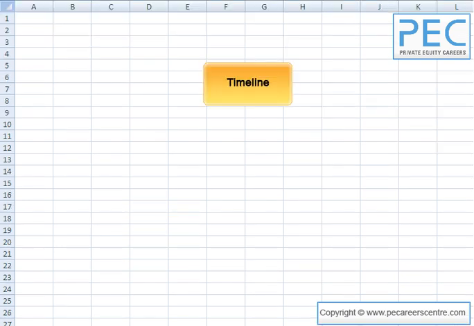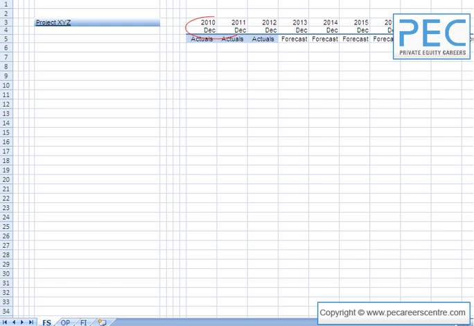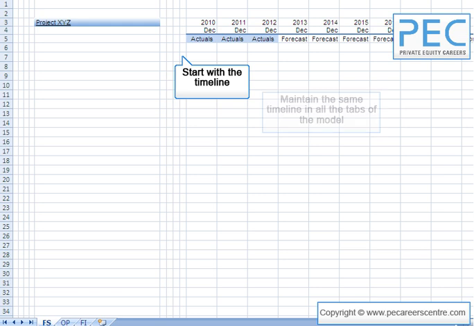Timeline. The timeline of the model includes the number of years, and whether the model will be created annually, quarterly, monthly, or even weekly. LBO models are usually built annually, but there is no reason why they cannot be created differently. It is important to have the same timeline in all the tabs of the model.